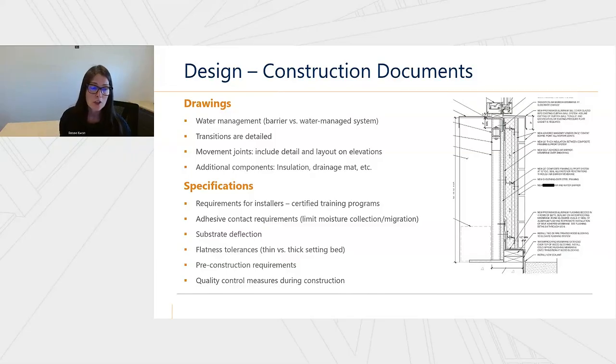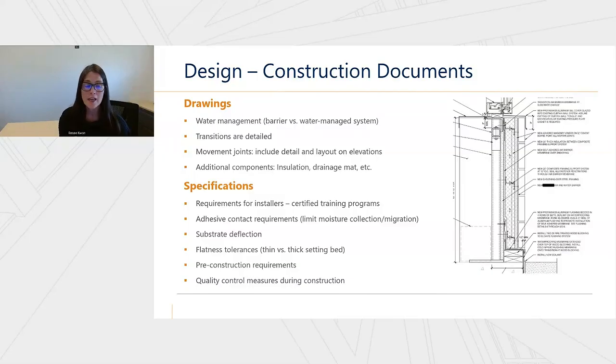So including that deflection limit in our specifications. Outlining our flatness tolerances. This may be dependent on whether you have a thin or thick setting bed, but just defining what that flatness requirement is for our substrate. Because again, when we're adhering our adhered units to that substrate, we're only as good as that substrate is.